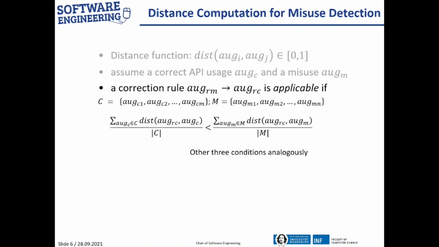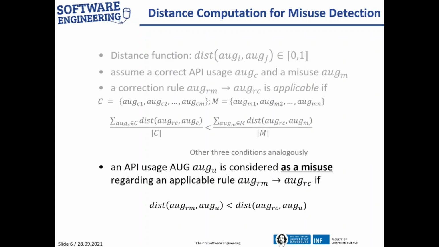And here we have done that for the first condition, and we can compute the condition for the other threes analogously. And then we can use those applicable rules to assess an arbitrary API usage graph AOGU, from which we do not know whether it is a misuse, by computing the distance to the misuse part and to the correct part. And if the distance to the misuse part is smaller than to the correct part, we denote the AOGU as a misuse.